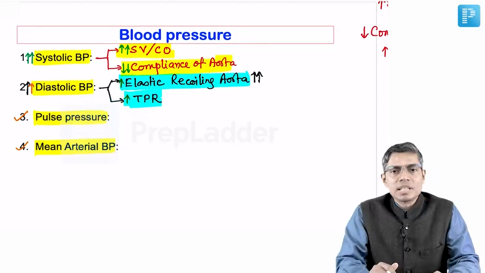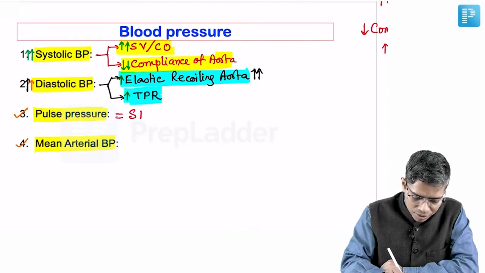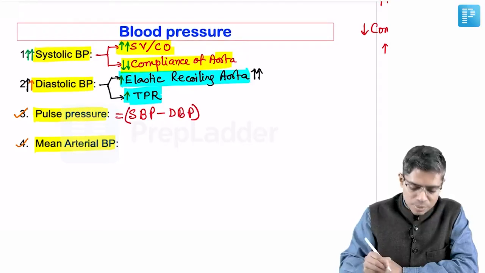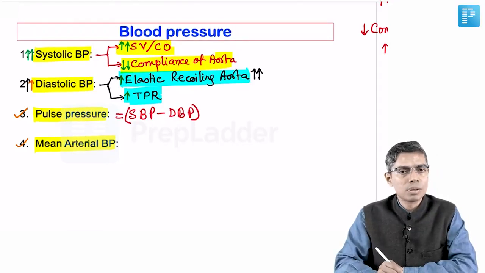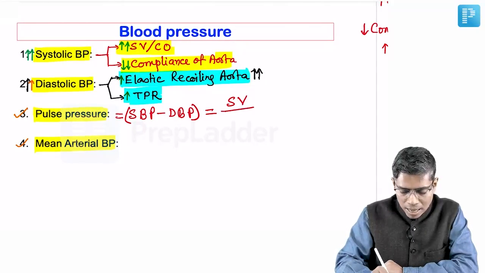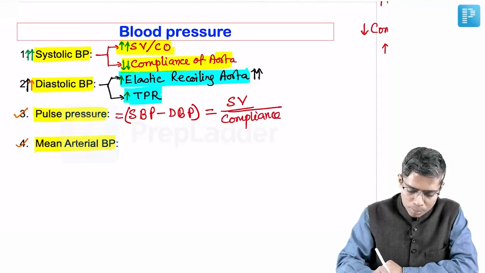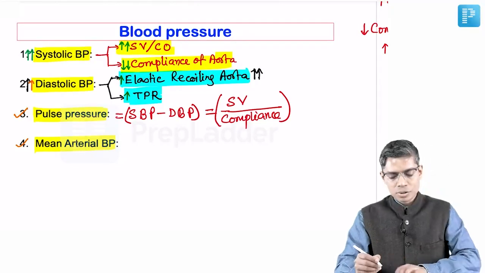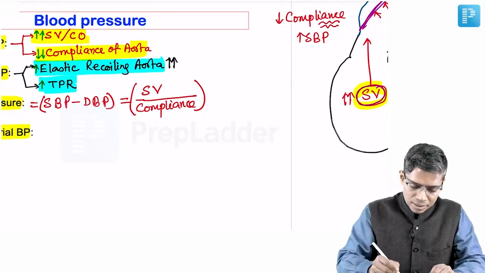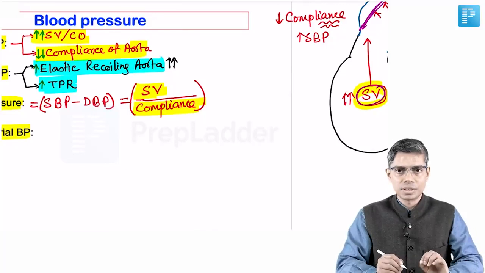Okay. Now coming to the pulse pressure. All of you know that it is nothing but the difference between the systolic blood pressure minus diastolic blood pressure, right? So the difference between SBP minus DBP is nothing but our pulse pressure. We all know that. But you remember that the ratio between stroke volume and compliance of aorta is also the pulse pressure. Getting my point? So this is clearly written in Guyton that the ratio of stroke volume upon compliance of aorta is the pulse pressure, right?